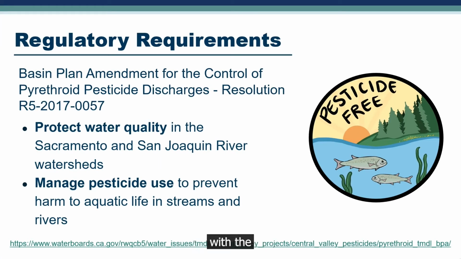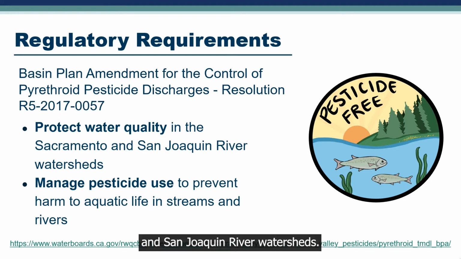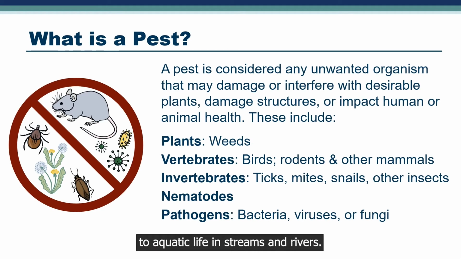It always begins with the regulatory requirements, and we're talking about the Basin Plan Amendment for the control of pyrethroid pesticide discharges. We are charged with protecting water quality in the Sacramento and San Joaquin River watersheds. We will manage pesticide use to prevent harm to aquatic life in streams and rivers.